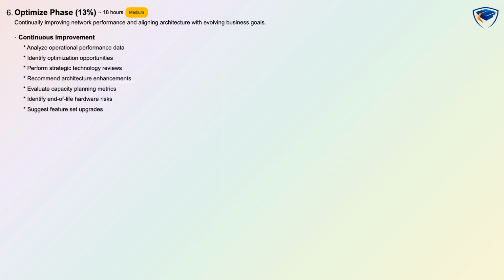Optimize phase is 13%, medium difficulty, with about 18 hours and conceptual plus scenario-based assessments. This domain teaches continuous improvement by analyzing operational performance data and identifying optimization opportunities for architecture and operations. You will perform strategic technology reviews, recommend architecture enhancements, evaluate capacity planning metrics, identify end-of-life hardware risks, and suggest feature set upgrades that align with evolving business goals. The goal is to keep the network efficient, scalable, and aligned with future needs.